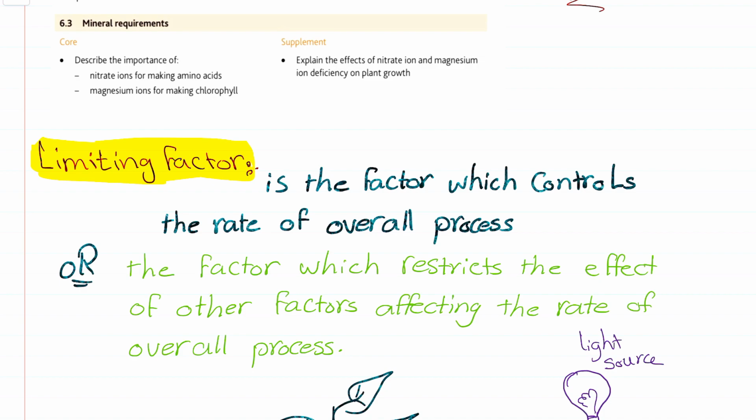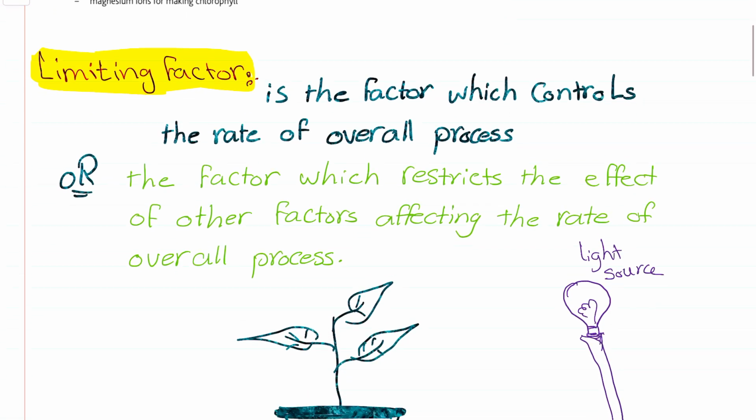We'll begin with limiting factor. The definition is a factor which controls the rate of the overall process, or the factor which restricts the effect of other factors affecting the rate of the overall process.